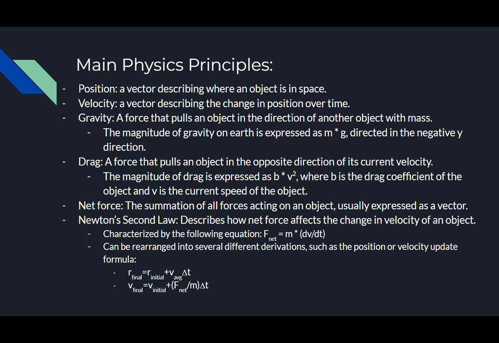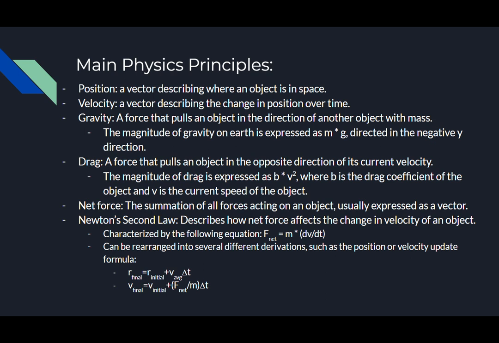Now I'll explain the main physics principles in more detail. Position is a vector quantity describing where an object is currently in space. Velocity is a vector quantity describing the change of position over time. Gravity is a force that pulls an object in the direction of another object of mass. The magnitude of gravity on Earth is expressed as m times g, directed in the negative y direction, where m is the mass of an object and g is the gravitational constant on Earth.